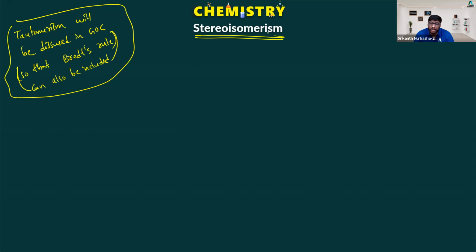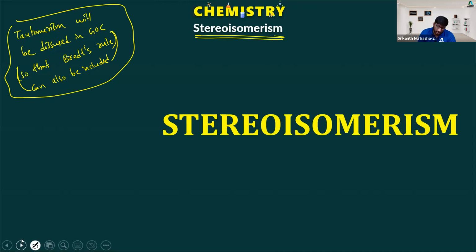So then comes stereoisomerism, students. Structural isomerism means there's a difference in structure. Stereoisomerism means there's a difference in the spatial position. Molecules having the same molecular formula, same structure, but a difference in the arrangement or orientation of atoms or groups in 3D space are said to be stereoisomers.